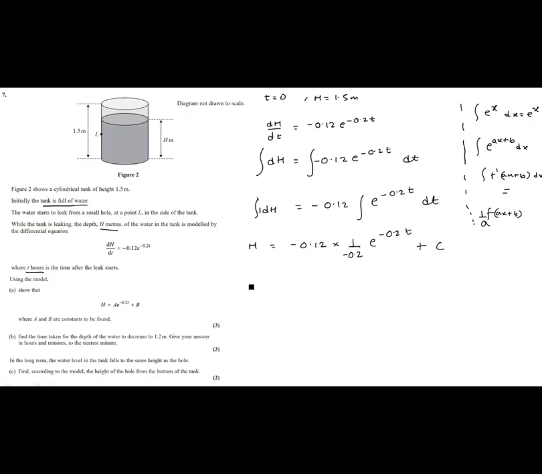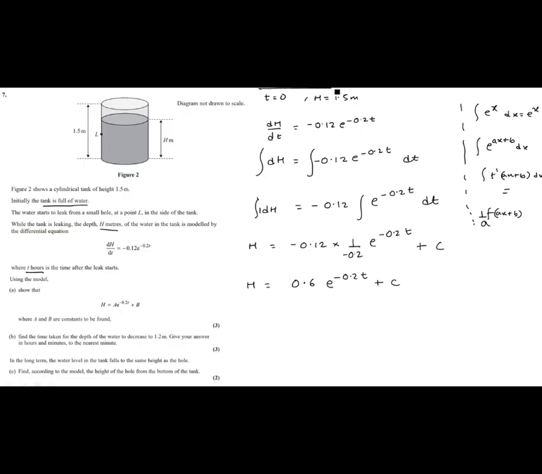So then h can be written as 0.12 divided by 0.2. If I quickly divide, 0.12 divided by 0.2 is 3 over 5, which is 0.6. So this is 0.6 e to the power minus 0.2 t plus c. Now we need to work out c.